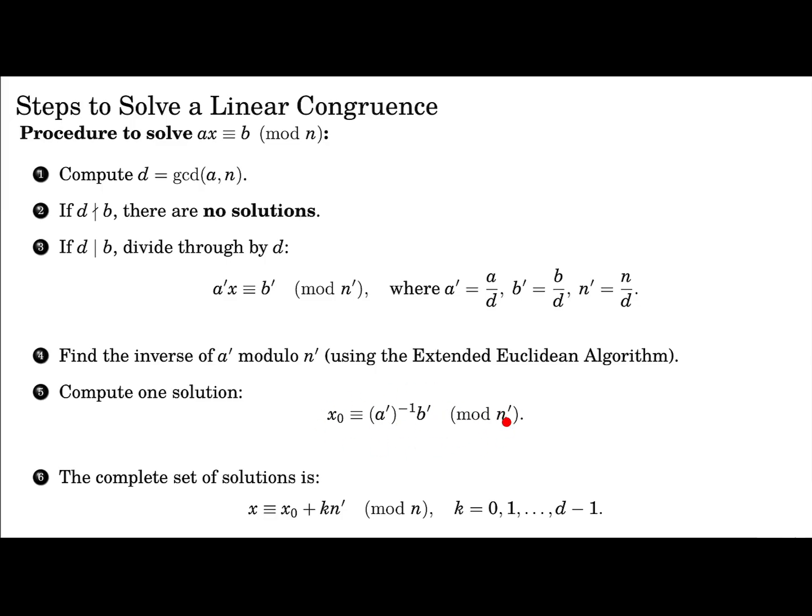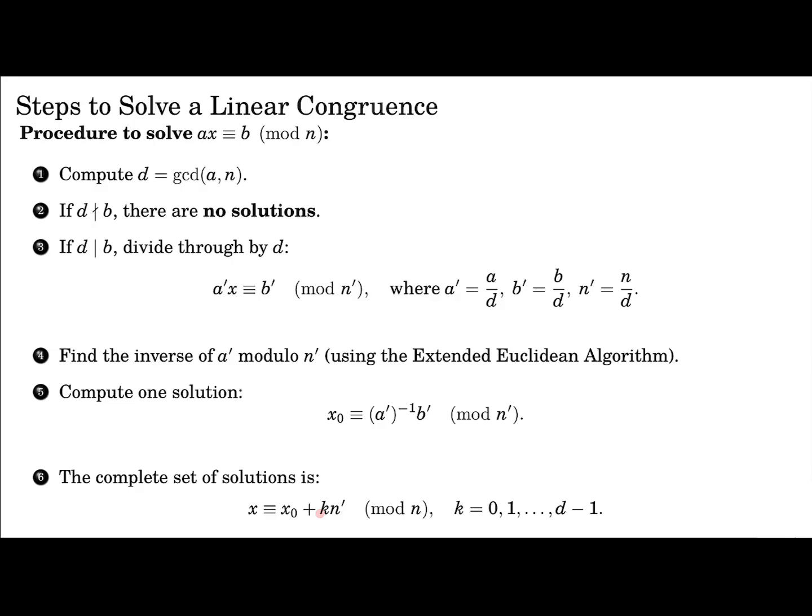But again, we are interested in the solutions modulo n, not n prime. Of course, if x0 is a solution modulo n prime, since n prime divides n, it will also be a solution modulo n, but you can have other solutions of the form x0 plus k times n prime. Since n prime is n divided by d, you will actually have exactly d solutions, and they will be given in this form here.